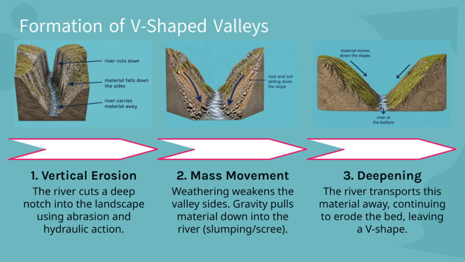The fallen material enters the river channel. The river then transports this material away, which keeps the valley narrow and allows the river to continue cutting down. Over time, this combination of vertical erosion, weathering, and mass movement creates a valley with a narrow bottom and steep sides. That is why it is called a V-shaped valley.